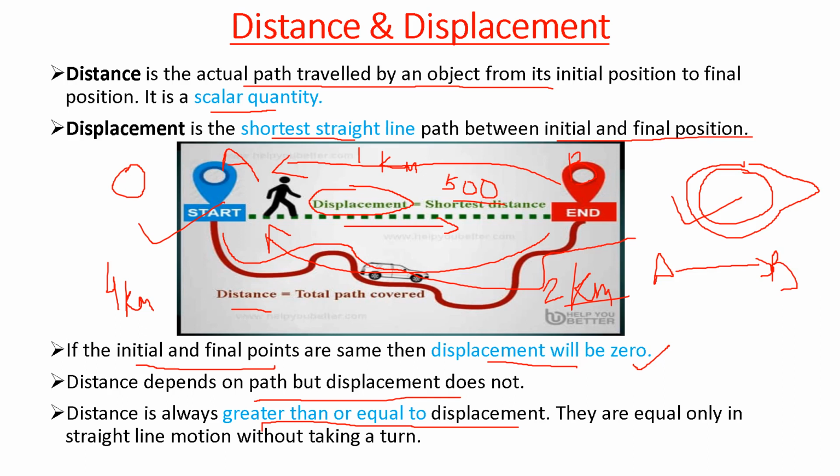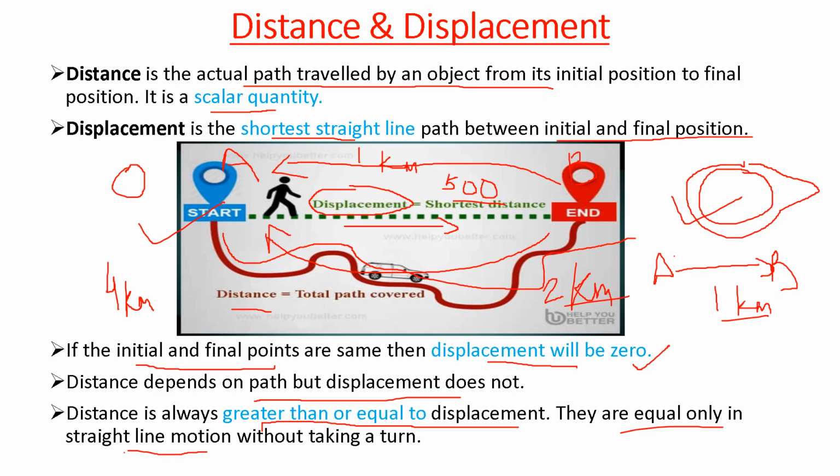if a person moves from point A to point B, and suppose the straight line is of 1 kilometer, then whether you calculate the displacement or distance, it is going to be 1 kilometer. So they are equal only in straight line motion. Means if the motion is in a straight line without taking any kind of turn, then in such cases the distance and displacement are going to be same. Okay, so this was about the distance and displacement.